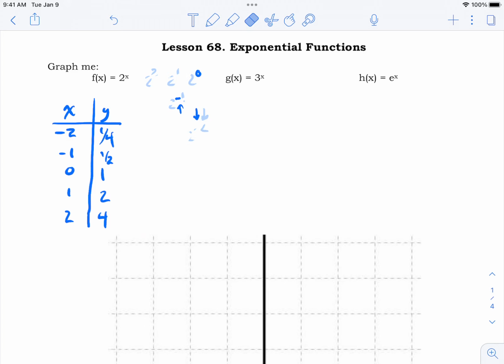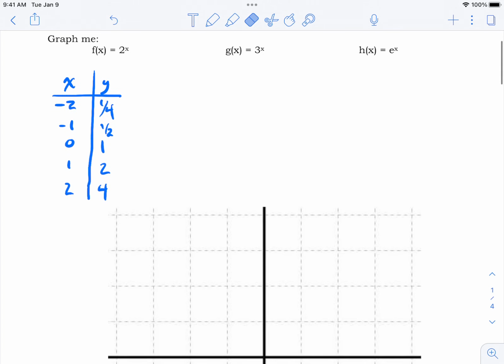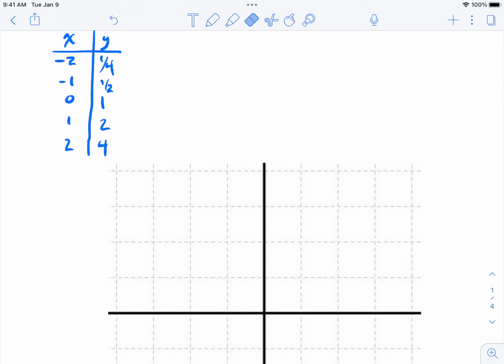Okay, cool. Nifty. Now, let's just graph that real quick. -2, 1/4. Let's see, that would be something like here. -1, 1/2 is about there. 0, 1 is about there. 1, 2 is about there. 2, 4 is about there. Notice it just keeps rising faster and faster. So I'm going to call this 2 to the x.